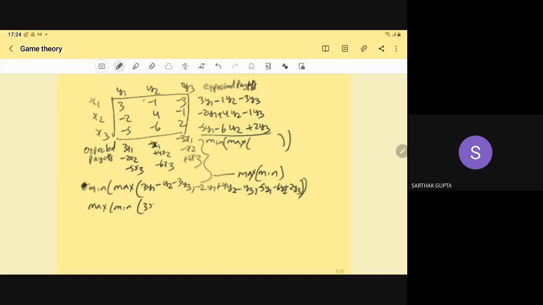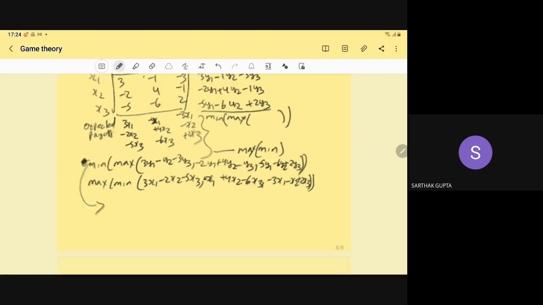Or the max of min of 3x1 minus 2x2 minus 5x3, minus x1 plus 4x2 minus 6x3, and minus 3x1 minus x2 plus 2x3, right? So here we have this. What I have told you, let us solve the first one.